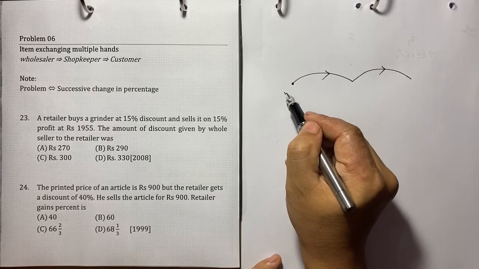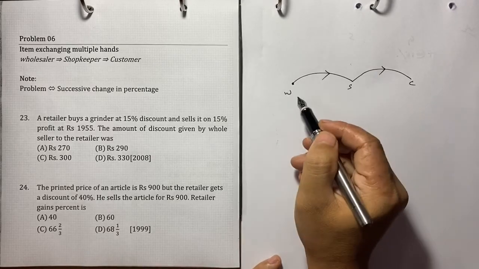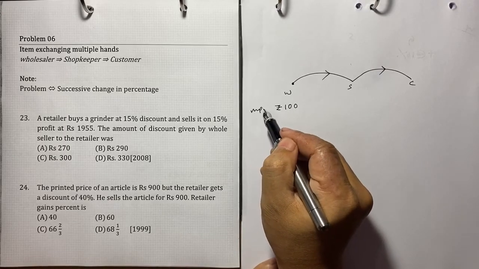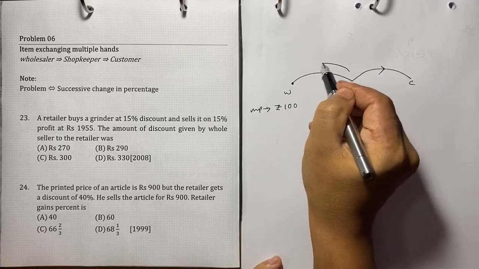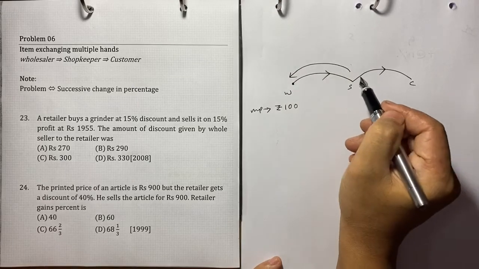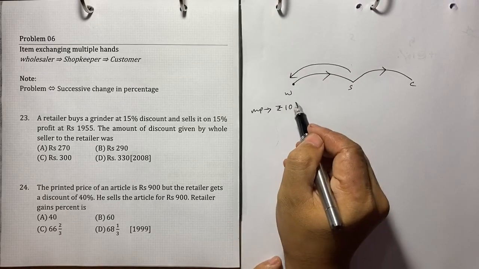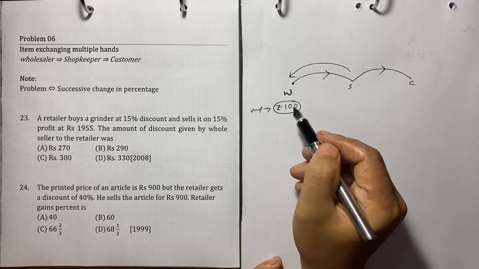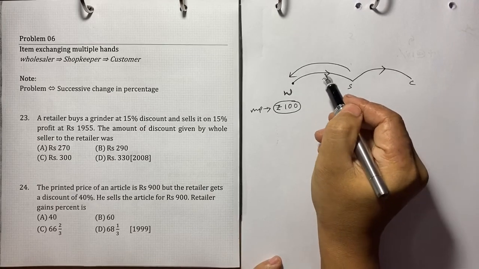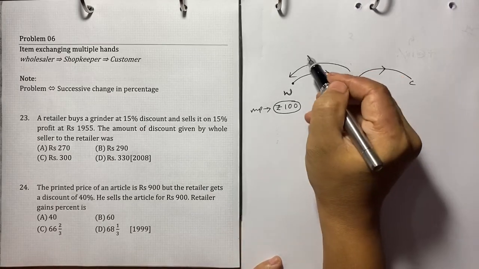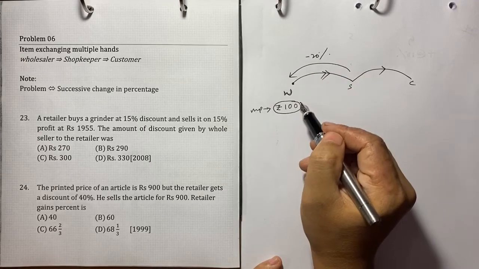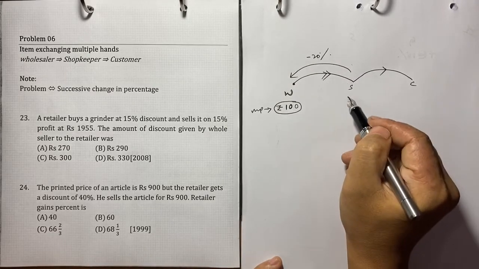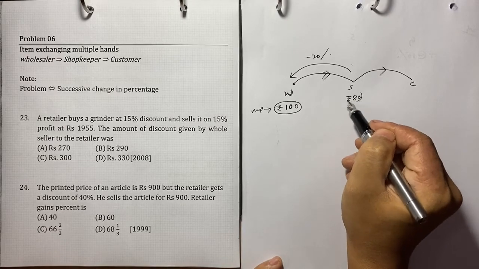Wholesaler, shopkeeper, customer. Suppose the wholesaler's mark price is rupees 100, and the wholesaler gives a 20% discount. A 20% discount on 100 means the number decreases by 20%, so it becomes rupees 80.